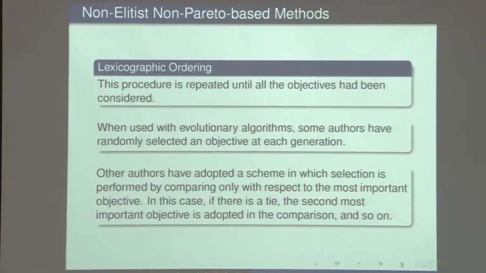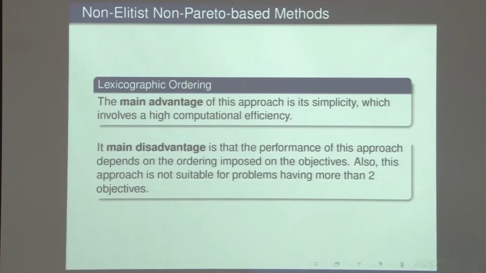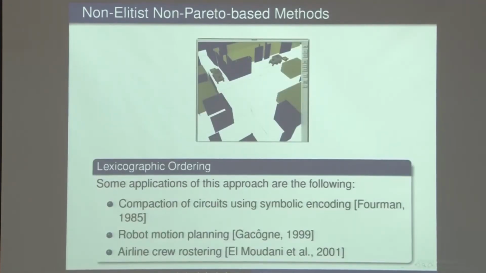They compare only with respect to the most important objective, and if there is a tie, then they use the second most important, and so on. There are variations of this. It is still being used. Some people have used this without knowing this is lexicographic ordering. They call it something else. The main advantage is that it's very simple and very efficient, but of course it doesn't work very well, and it cannot scale. It doesn't work properly when you have more than 2 objectives. Even with 3 it may work sometimes.